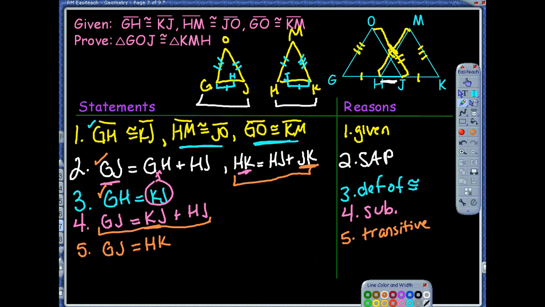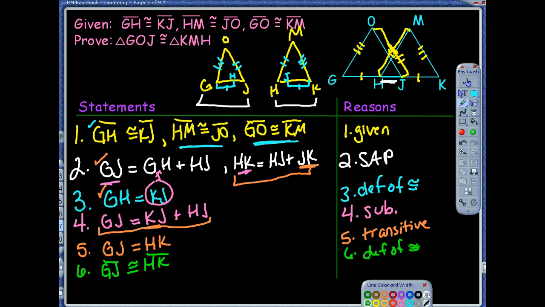All right. Now I've said they're equal. That's what I wanted to get to, but to prove congruent triangles, I need to say they're congruent. So I can just say, well, now GJ segment is congruent to HK segment. And that's because of definition of congruence. Perfect. So am I done?